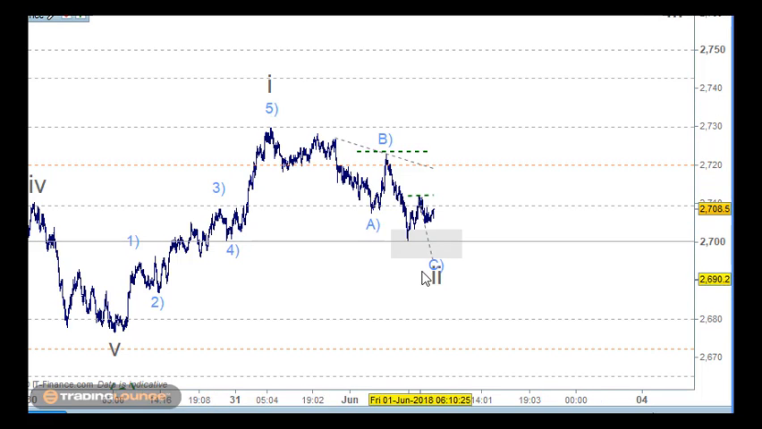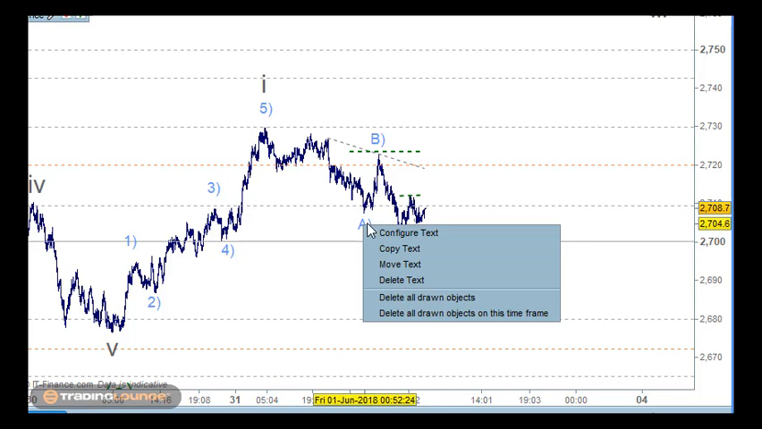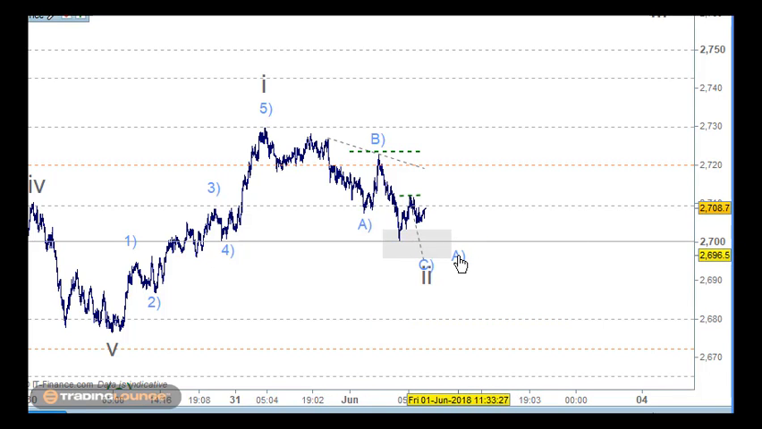But then I've got to look at the correction here. But this also here could count as 1 and 2 and 3 here and 4 here and 5 here, well, 5 down to this point here. So it's possible that this whole first move down is just the A wave, then we go back up for a B wave, and then we go for a C wave back over here again. Okay, so a bit of a longer version of things.